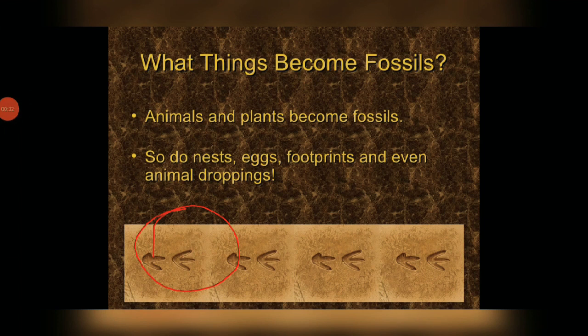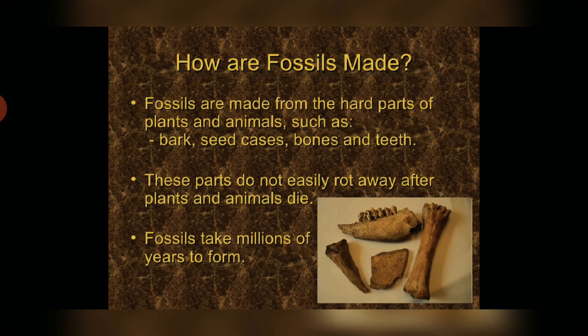So what things become fossils? Both animals and plants become fossils, and also their parts and traces like tracks and trails, burrowing activity, footprints, and animal droppings. Animal droppings mainly consist of the excreta of animals. For example, coprolites are the excreta of animals, mainly vertebrates. So these things also become fossils. Not only animals and plants but also their traces and parts become fossils.